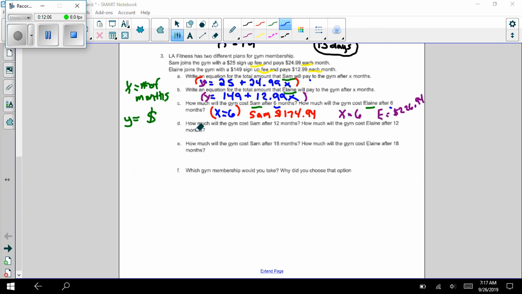All right, letter D and E are exactly the same type of question as letter C, but letter D is asking how much will each of them have to pay after 12 months, and E is asking how much will they have to pay after 18 months.